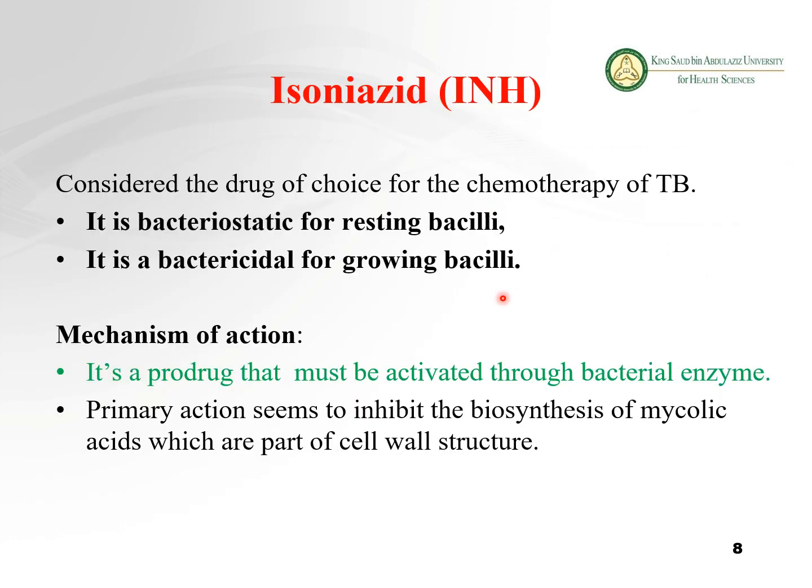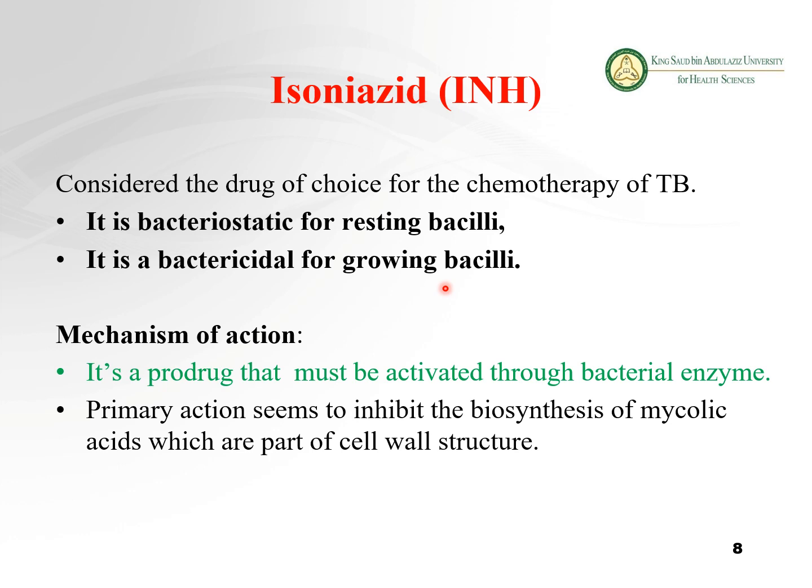So what's the function of isoniazid? We will discuss it in details. Isoniazid, also called INH, is considered the first drug of choice for the chemotherapy of tuberculosis. It is bacteriostatic for the resting bacilli and bactericidal for the growing bacilli. So it has both actions, and it's the most potent of all these anti-tubercular drugs.